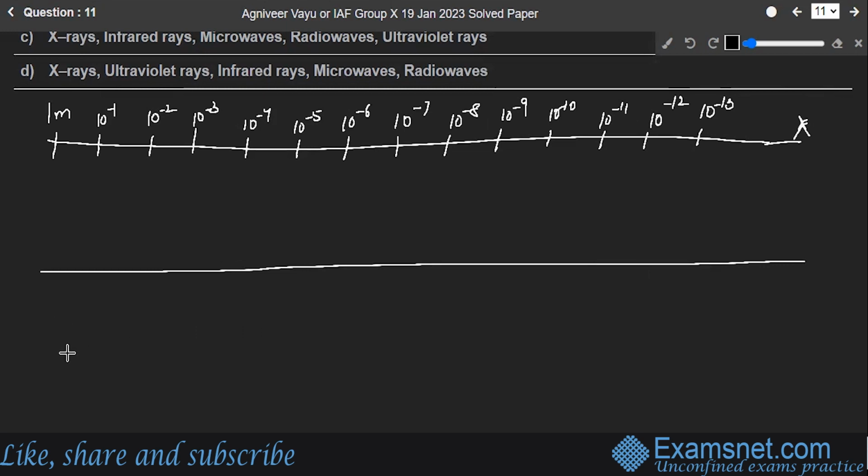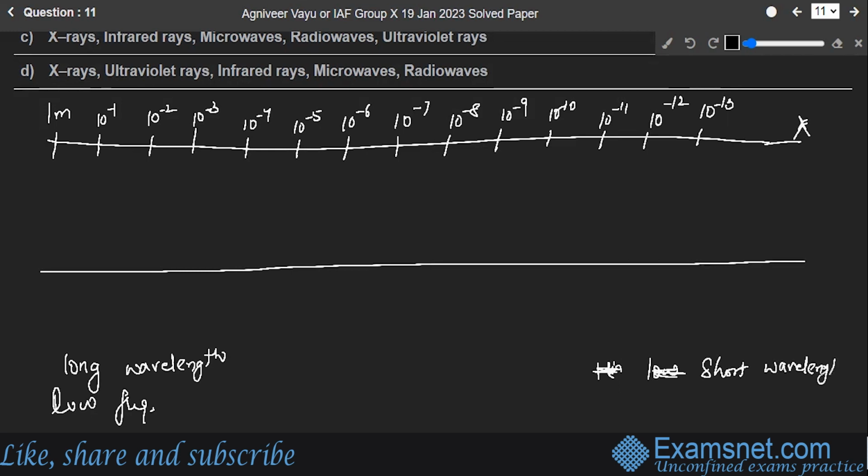That means over here, long wavelength would mean low frequency, and short wavelength would mean the highest frequency. Okay. So before this, you have radio waves. Between this interval, you have microwaves.